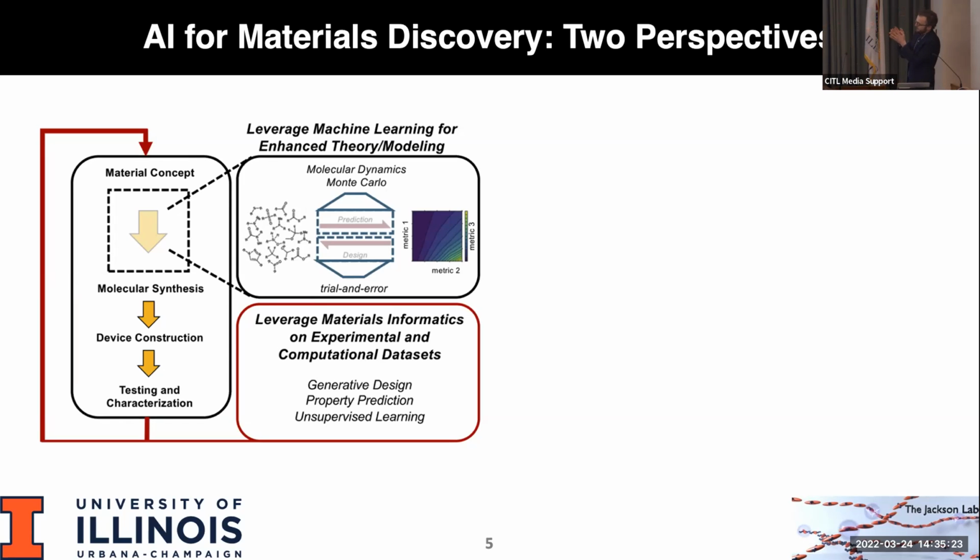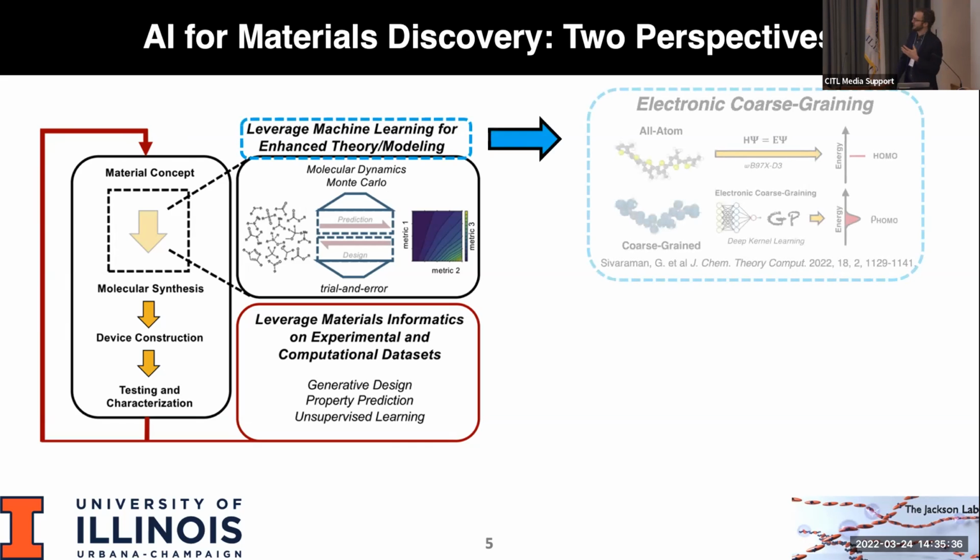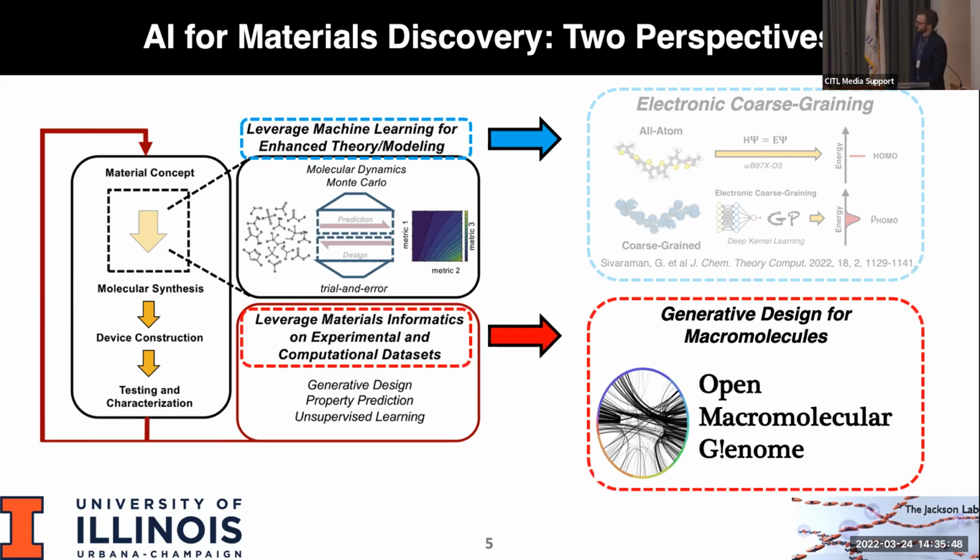In my group, we focus on two approaches that incorporate AI. The first is in trying to make how you go from materials concept to the thing you're going to make via computation a little more accelerated and a little more rigorous and high powered. A big thing we work on in my group is this technique called electronic coarse graining. I'm not going to dive into that today, but there's a lot of cool machine learning work that goes into it. What I'm going to talk about today is the second part.